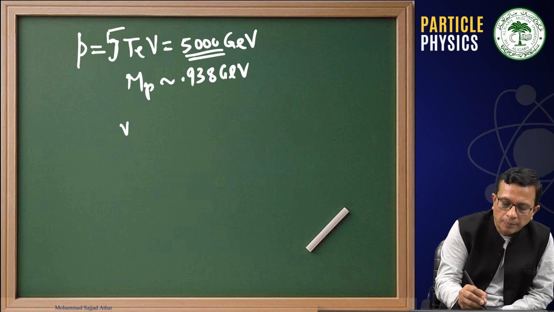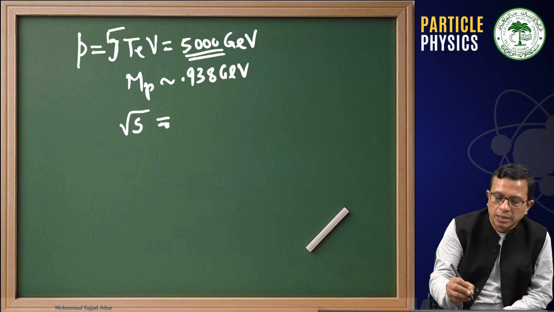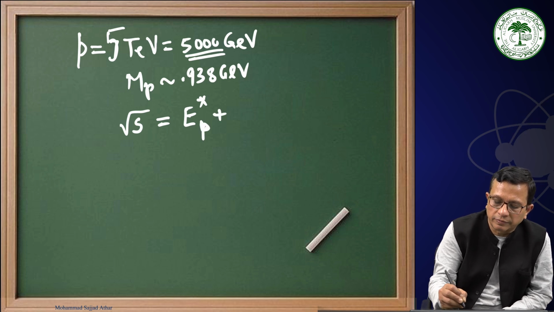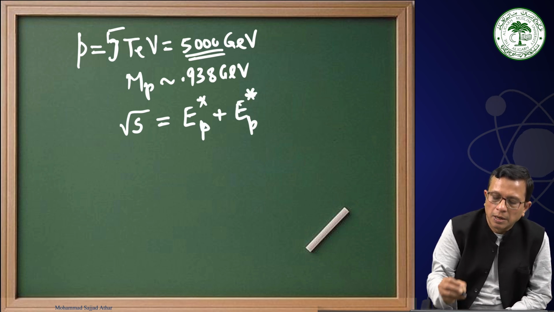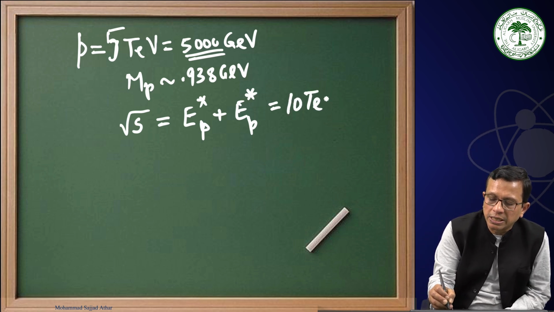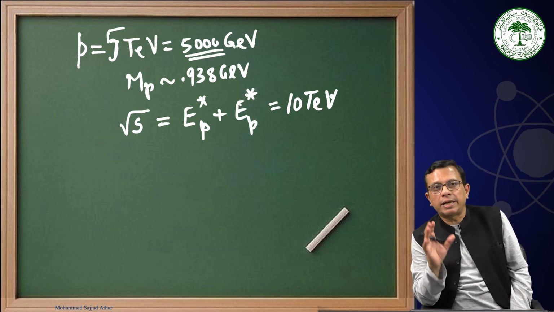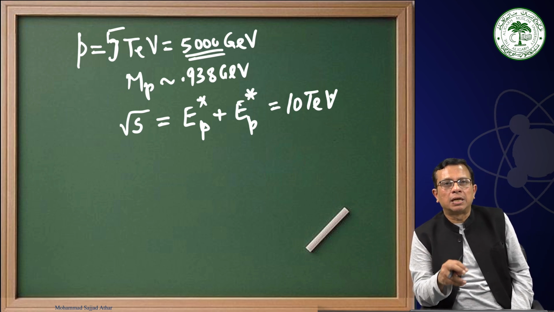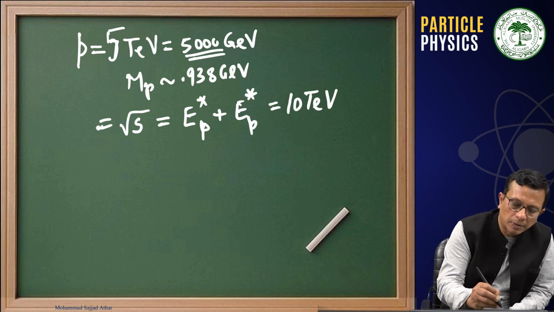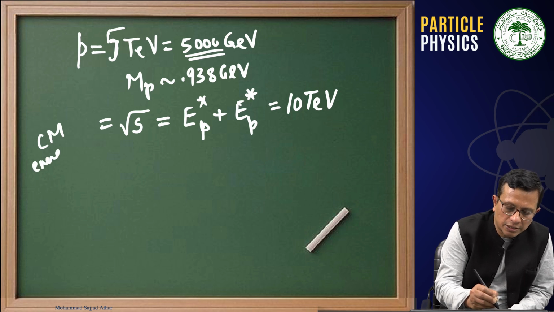That means in the center of mass frame, what is happening? This square root s is E1 star, or let us see, both of them are protons, so E_P star plus E_P star. And this is nothing but 10 trillion electron volts. Therefore, if I am performing an experiment in the laboratory frame where the total center of mass energy available to me is 10 trillion electron volts, this is nothing but the total center of mass energy available to us.